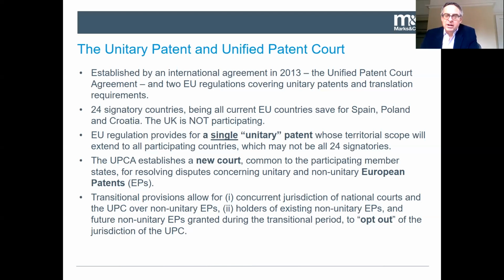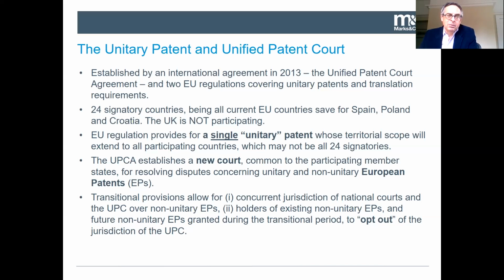Spain originally decided not to take part because of the language concerns that it had, Poland because of an economic analysis, and Croatia simply was not a member of the EU at the time and has not yet signed up, and it's not clear whether it will in due course, but it may well do so.